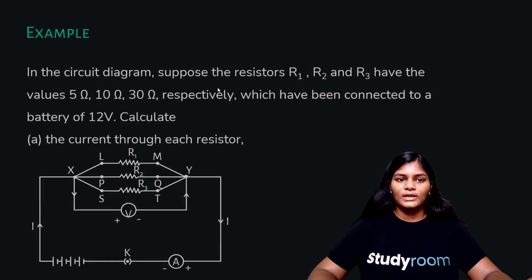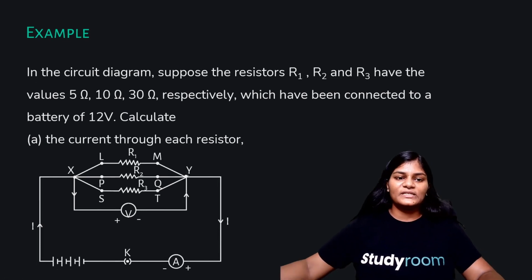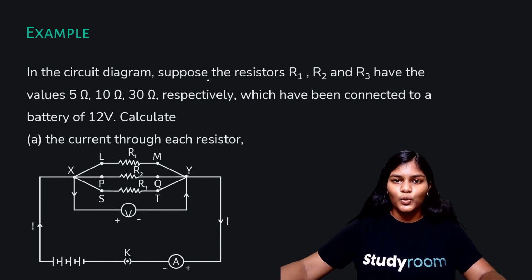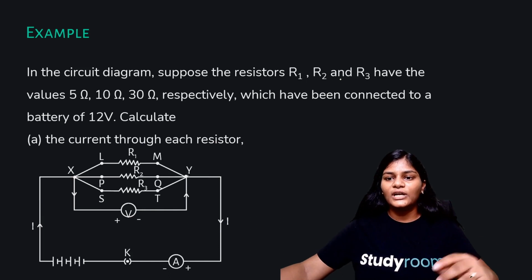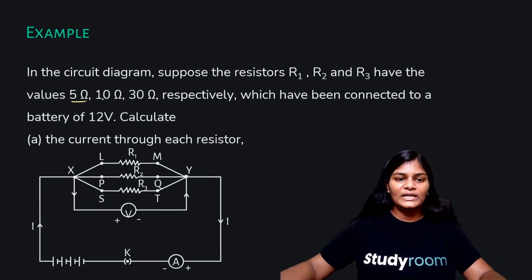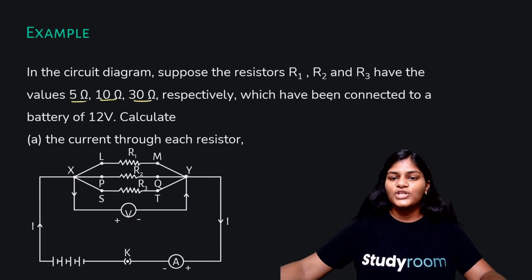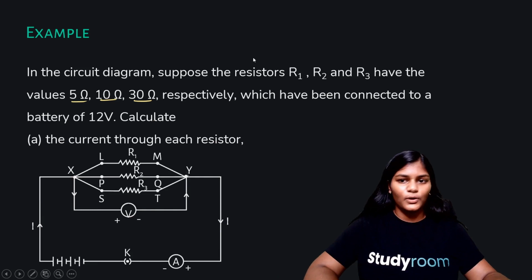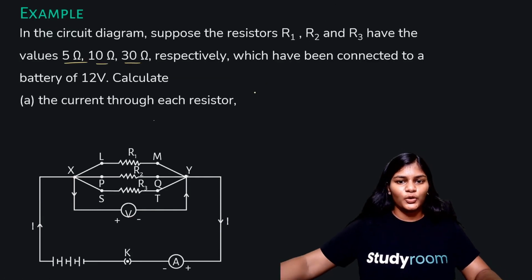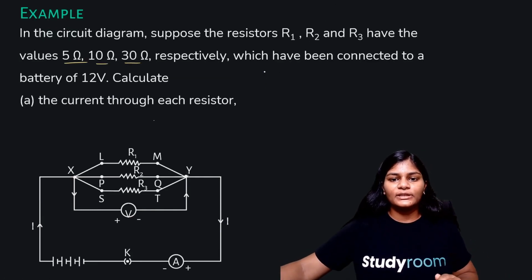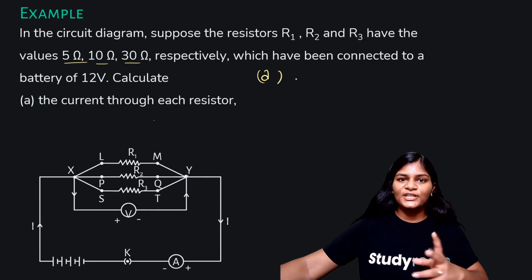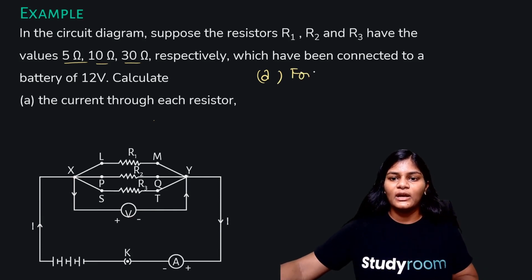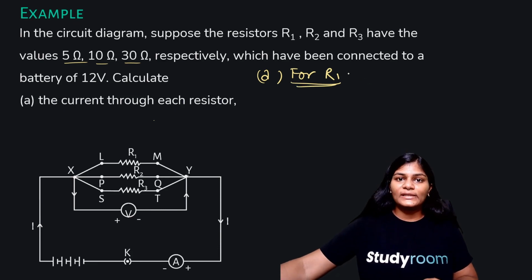Okay. Great. So the first example says, in the circuit diagram, suppose the resistors R1, R2 and R3 have the values 5, 10 and 30 ohms, which have been connected to a battery of 12 volts. Calculate first part, the current through the resistor. Okay, so we have to calculate in the first part the current through each resistor. So we'll give the heading for R1, which is resistor 1. So we have to calculate the current.